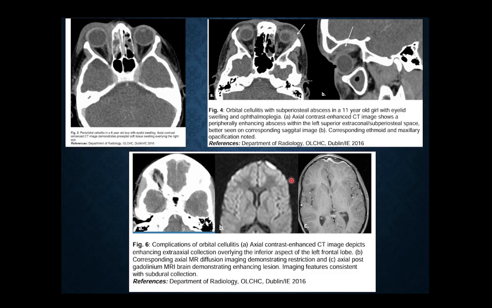So if a patient has orbital cellulitis, the complications are it can erode the bone, and then it can cause maybe restriction in the diffusion weighted sequence, which is basically related to subdural empyema. If you do the post-contrast images, there is thick enhancement of the collection.